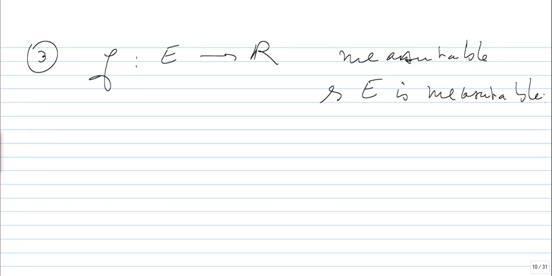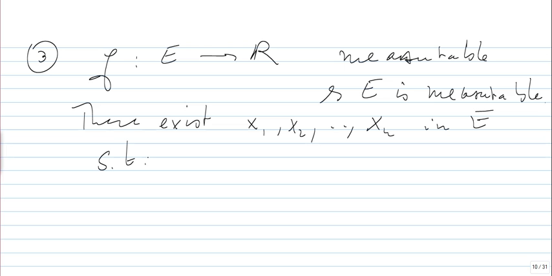Okay, and we assume that there exist x1, x2, ..., xn, a finite number of points, they are different, of course, in E, such that f restricted to E minus {x1, ..., xn} is continuous. So it is continuous everywhere except in a finite number of points. So you want to show that f is necessarily measurable.